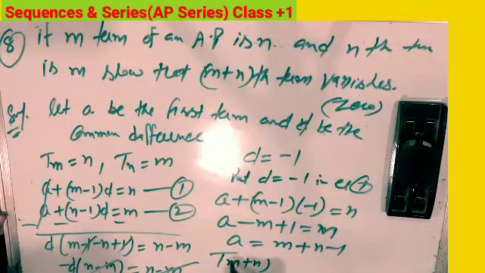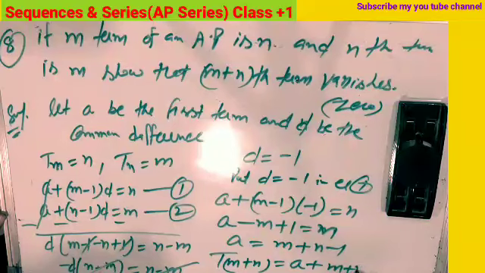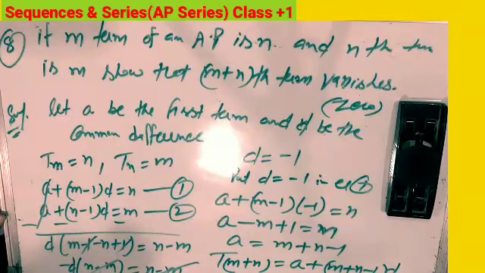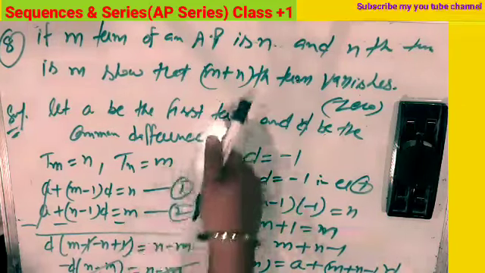The (m plus n)th term is equal to the formula of the (m plus n)th term, a plus (m plus n minus 1) into d. Putting the value of a, (m plus n minus 1) plus (m plus n minus 1) into d: m plus n minus 1 minus m minus n plus 1. 1 is cancelled with 1, m is cancelled with m, n is cancelled with n, and it is equal to 0.